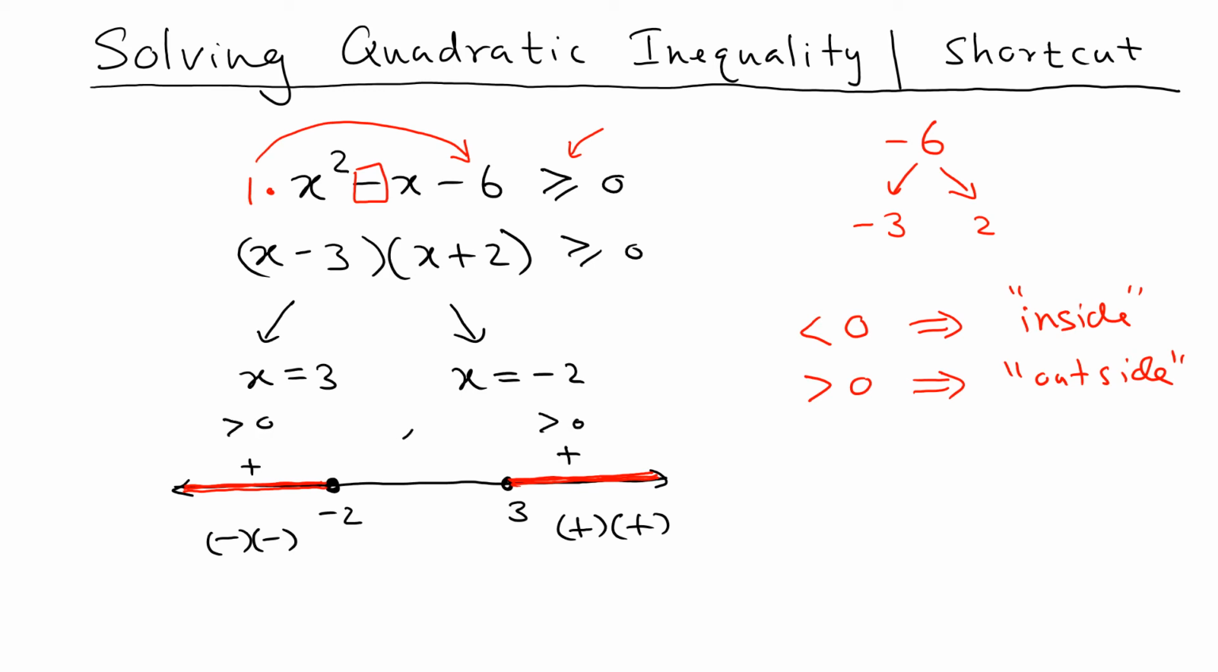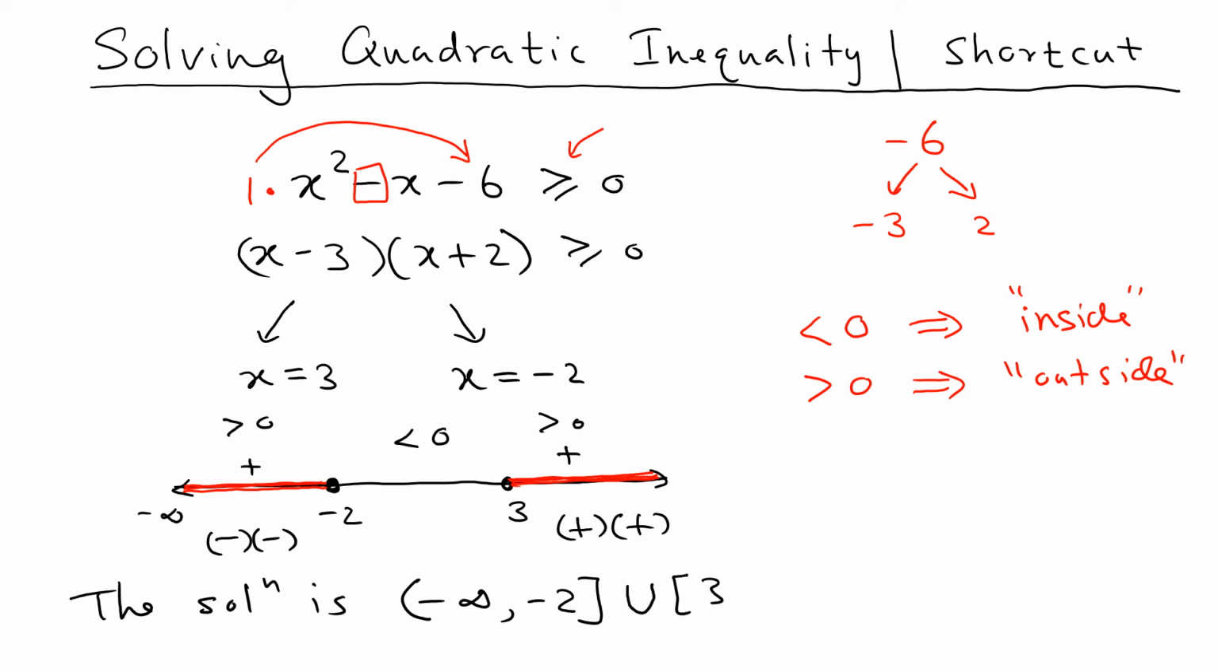So in this case, it is greater than. If it's less than, the solution is in between, and if it's greater than, it's outside. Your final answer can be written like this. The solution is negative infinity to negative 2, open and closed, where closed is because of the equal sign. And then 3 to infinity. Again, infinity is always open, and the 3 is closed because there's an equal sign. This is how you solve the inequality quickly.